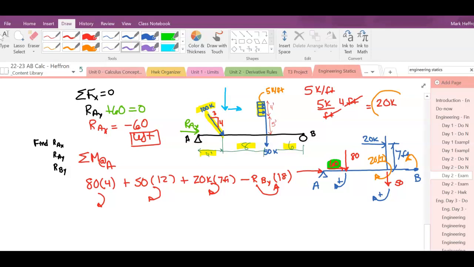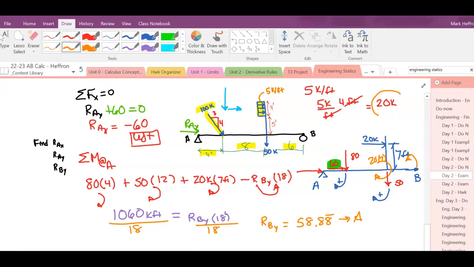Adding 18 RB to both sides, we get 1060 kip feet equals RBY times 18 feet. So you can see the feet are going to cancel when we divide by 18. And our reaction B in the Y is 58.88 repeating. And I'll store this as alpha A.